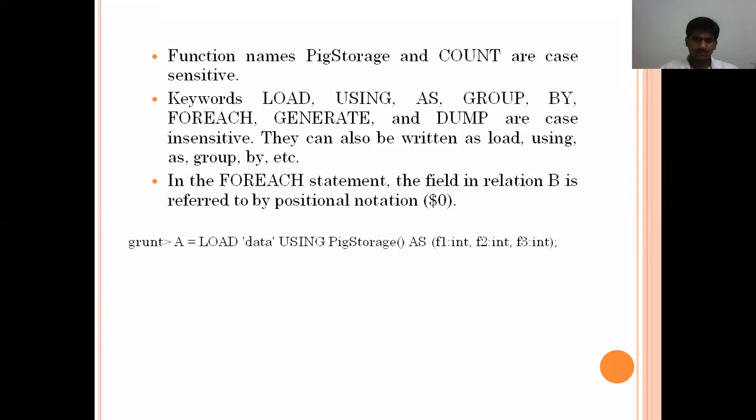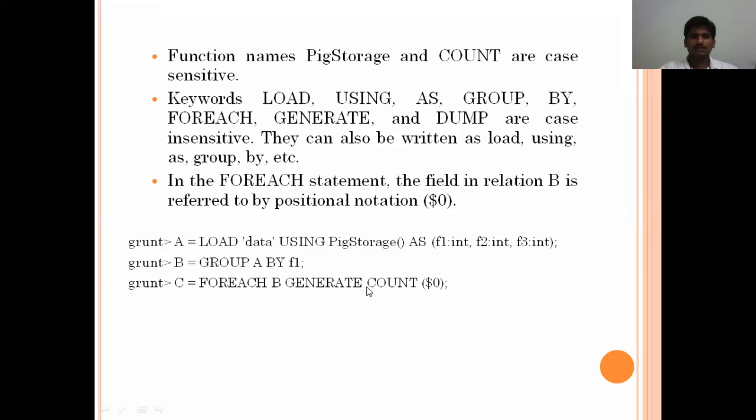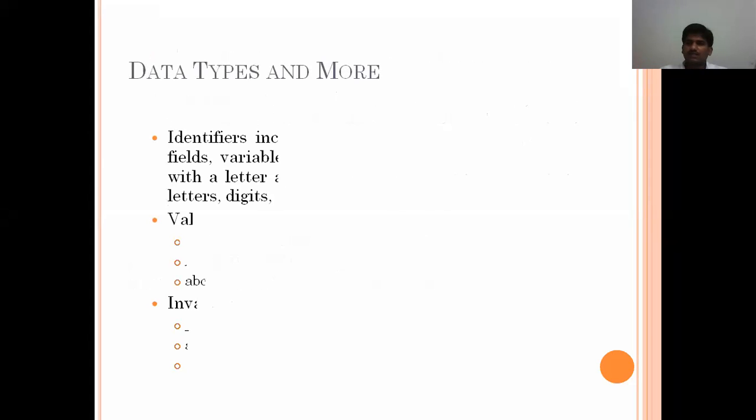For example, see some of the Pig Latin statements. grunt> A = load data using fixed storage as F1 int, F2 int, F3 int. So field 1, field 2, field 3 are integers. I'm going to run one statement at a time, that's why the grunt greater than symbol each time. B = group A by F1, field 1. grunt> C = for each B generate count. That is how the relationship is mentioned, with a $. Then grunt> dump C.